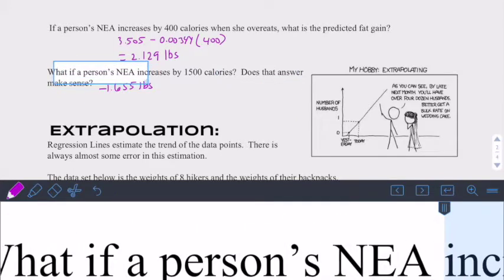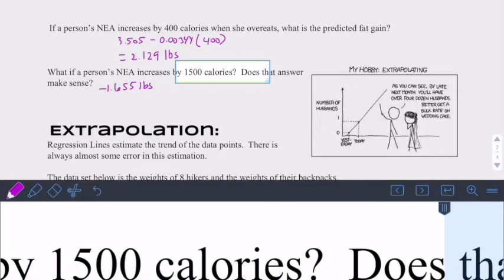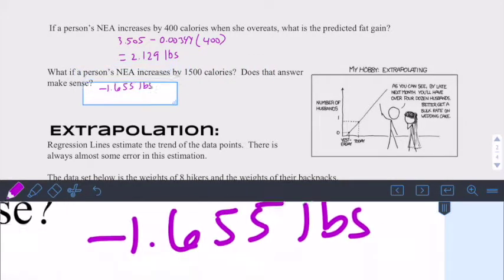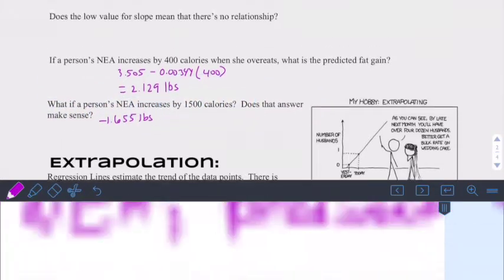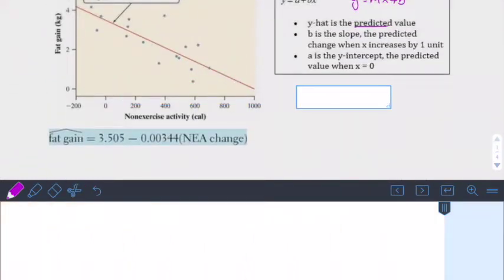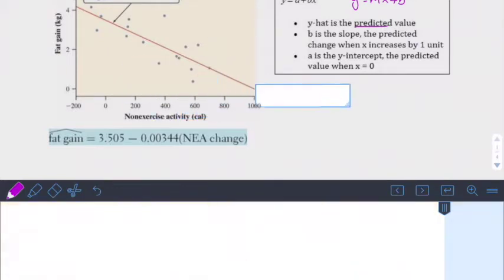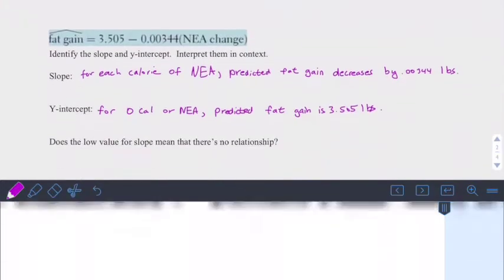Well, that answer doesn't really make sense because, first of all, 1,500 calories of non-exercise activity is a ton. I don't think that anybody would actually be doing that. A lot of people, when they're working out, never even reach anywhere near this, let alone fidgeting and just living their life. And this losing weight thing, this answer doesn't really make sense. This 1,500 calories is way off the charts. Maybe it would make sense to predict for 800 calories, but even still, we're so far away from where our data actually is that we call this extrapolation.